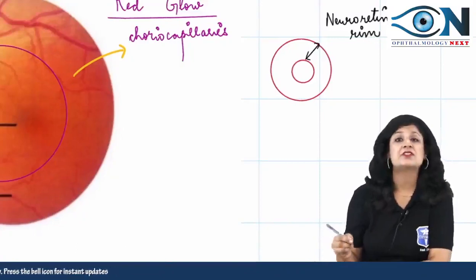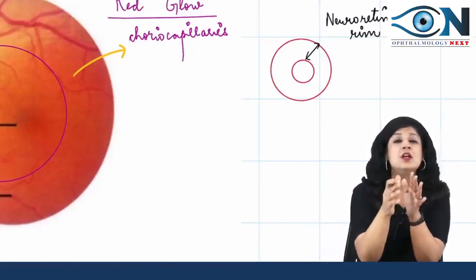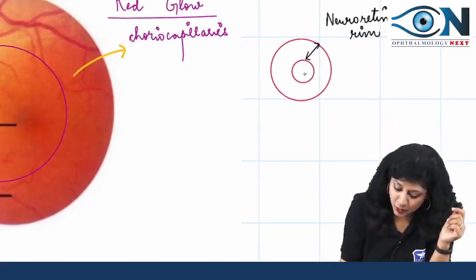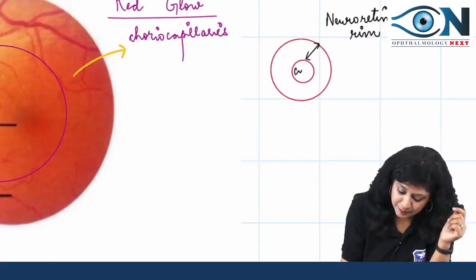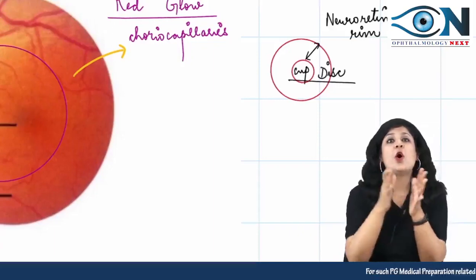This is the thickness of the nerve fiber layer, and the central area will be the hollow area through which no fibers are passing. So this will be called the cup, while this peripheral area will be called the disc. So this is your optic disc.